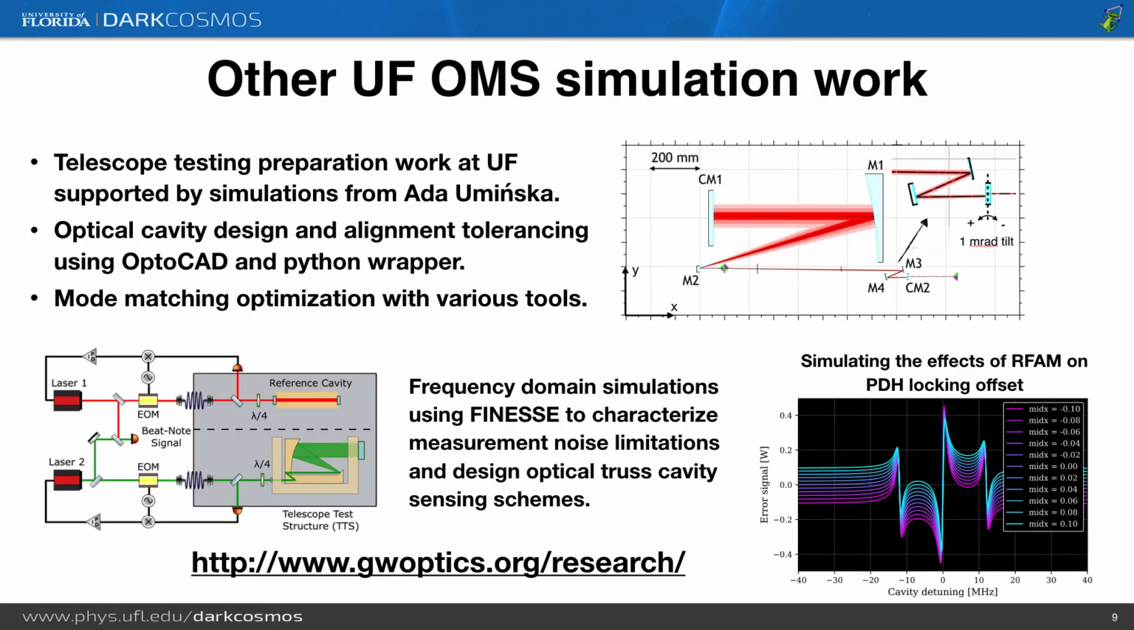As well as these dedicated simulation tasks, like any experimental group, we also use a variety of simulation tools to support our lab activities. Ada Uminska is presenting work at this symposium on simulating our telescope test structure using the Gaussian beam tracing software OptoCAD. We often use Finesse for frequency domain models of our interferometry experiments, for example as shown here analyzing the effects of residual amplitude modulation on Pound-Drever-Hall sensing of cavity resonance frequencies.